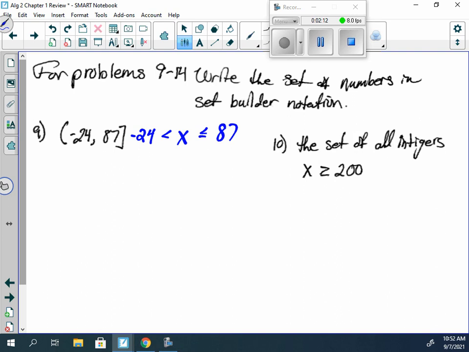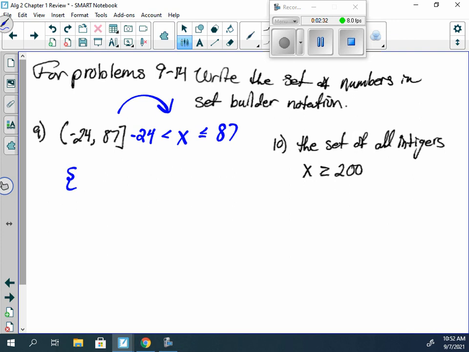So any questions on how we changed it from interval to inequality notation? So are we good with going from one of those two? Going from this to, because that's what we did on the first page, we just did it in the other direction.